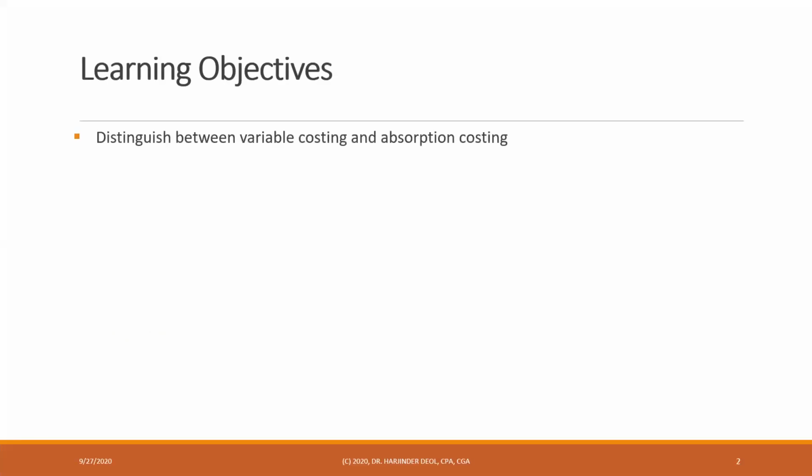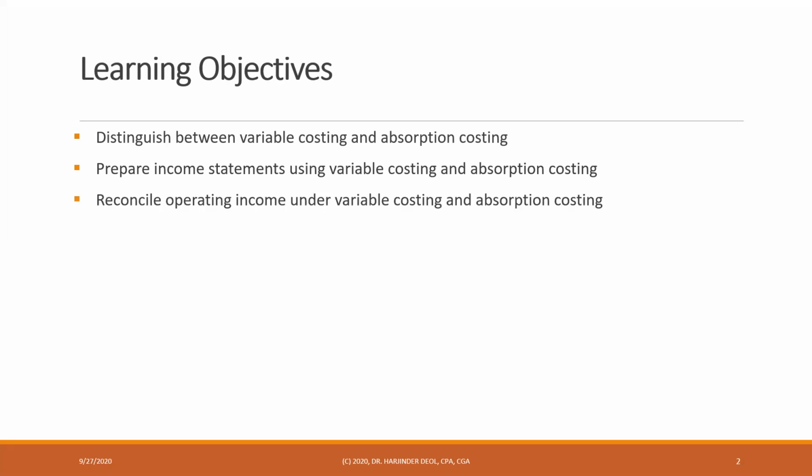So our learning objectives from this lesson are to distinguish between variable costing and absorption costing methods. We will be preparing income statements using the variable costing as well as absorption costing method. We will then reconcile the operating income under both of these methods and explain the pros and cons of variable costing as well as absorption costing.